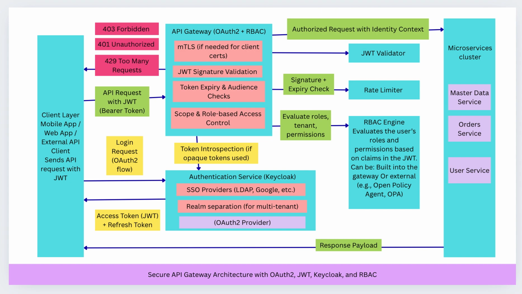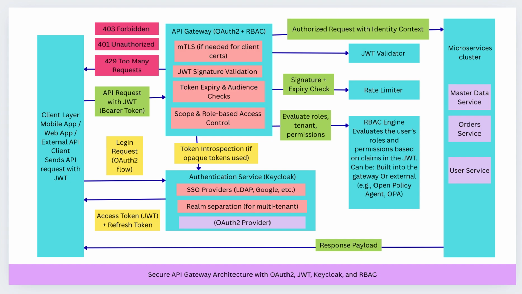And then we have JWT validation at the API gateway. The process here is that the API gateway parses the token. It checks: is the signature valid, is the token expired, is the audience correct, is the user trusted. These checks are performed locally using the public key from Keycloak.